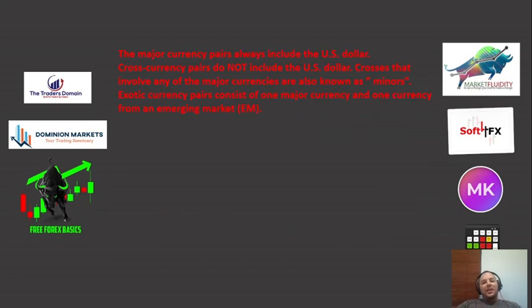Alright, the major currency pairs always include the US dollar. Cross currency pairs do not include the US dollar. Crosses that involve any of the other major currencies are also known as minors. Exotic currency pairs consist of one major and one currency from an emerging market. An emerging market is like South Africa, ZAR. So an exotic pair, for instance, would be the USD against the ZAR, USD being the major currency and ZAR being the emerging market currency.